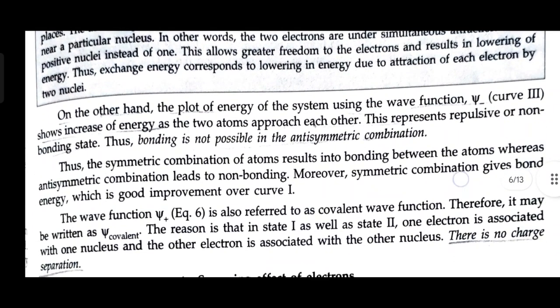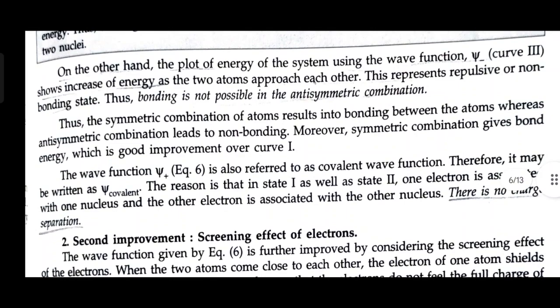On the other hand, the plot of energy of the system using the wave function psi negative shows an increase of energy as the two atoms approach each other. This represents a repulsive or non-bonding state. Thus, bonding is not possible in the antisymmetric combination. Thus, the symmetric combination of atoms results in bonding between the atoms, whereas the antisymmetric combination leads to non-bonding. Moreover, the symmetric combination gives bond energy, which is a good improvement over curve 1.